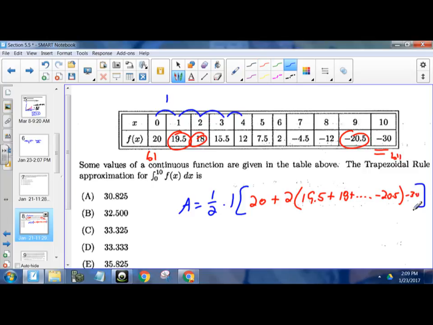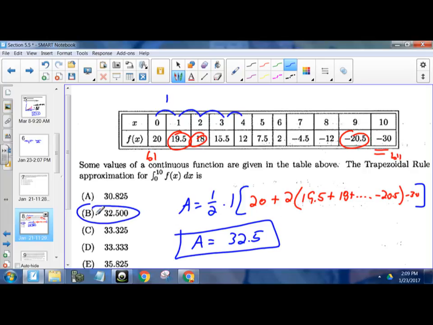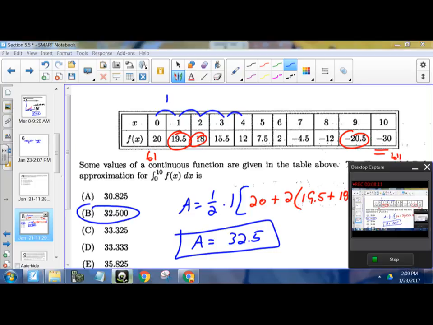Okay? And if you compute this all in a calculator, you're going to get that the area is equal to 32.5. So it would be choice B. All right? So that's a little bit of the trapezoidal rule, so add that to your toolbox, and let's keep going.